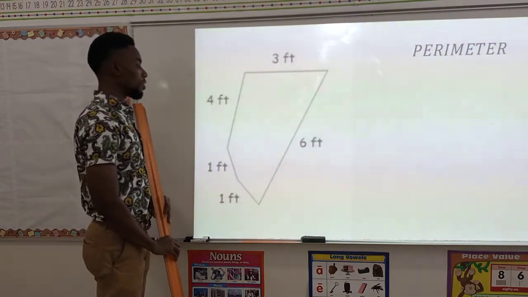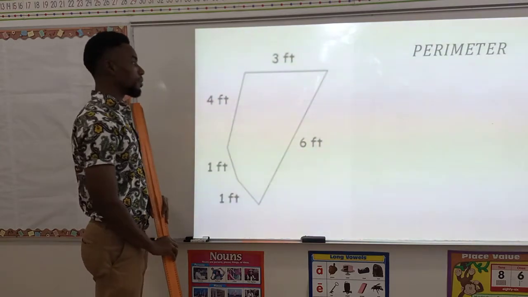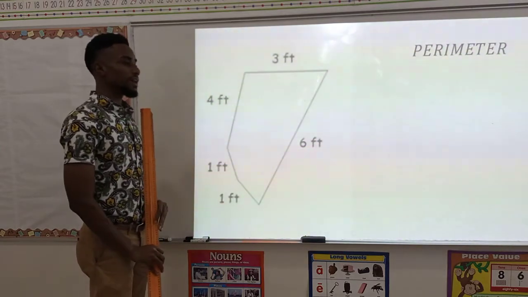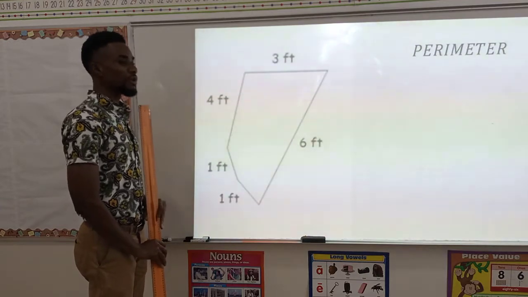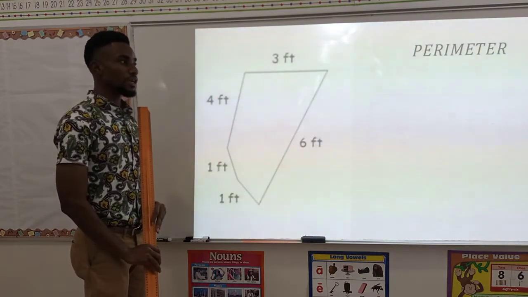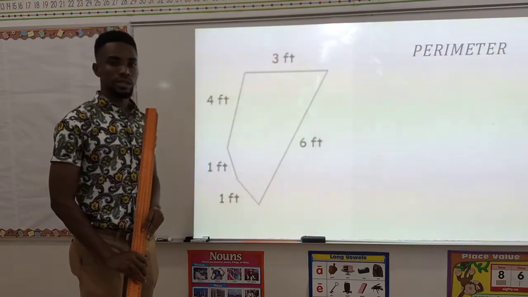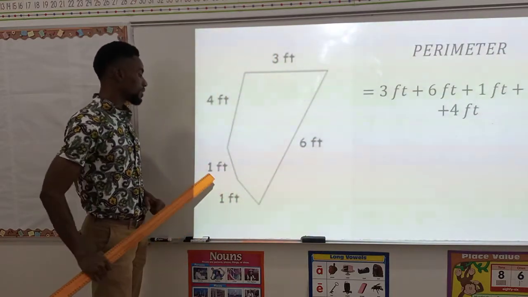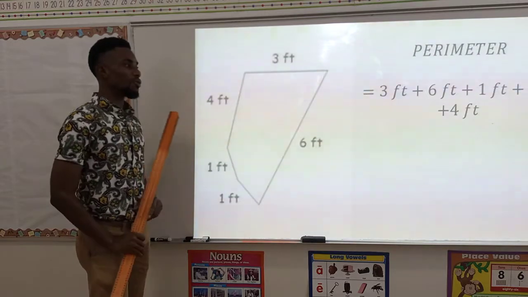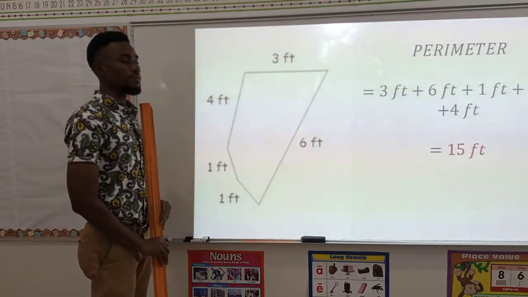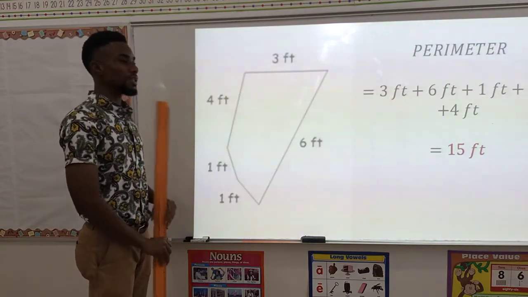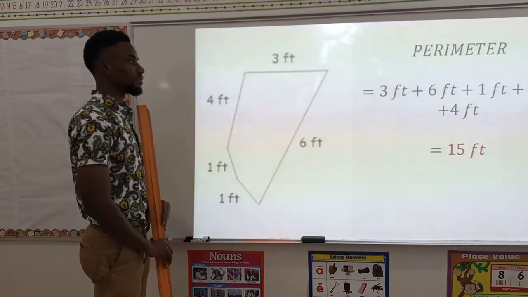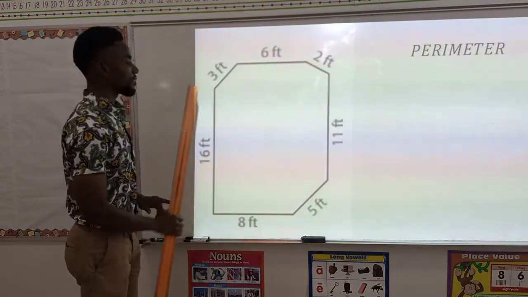Now moving on, we also have another type of polygon, and it is also 5-sided. So this is another irregular pentagon. So what is the perimeter of this pentagon? 3 feet plus 6 feet plus 1 foot plus 1 foot plus 4 feet, which will give us 15 feet. That is the perimeter of this pentagon.